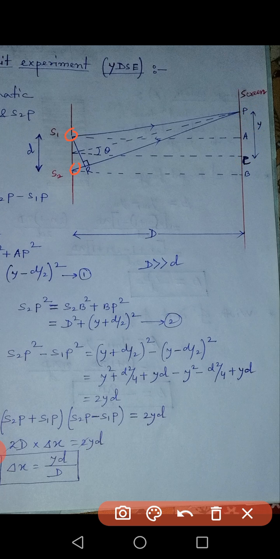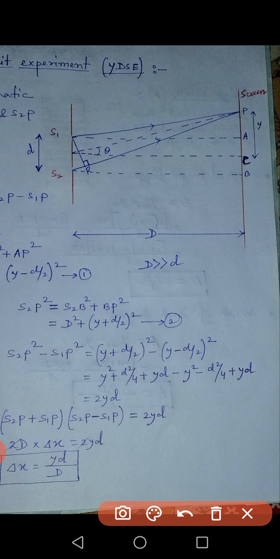Then this is a line which gives us the angle made by point P with the central maximum, or with the central line. This is the central line. This is the line joining point P to the center of the slits, and this is the angle theta.